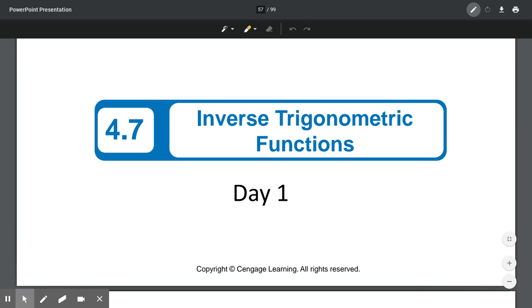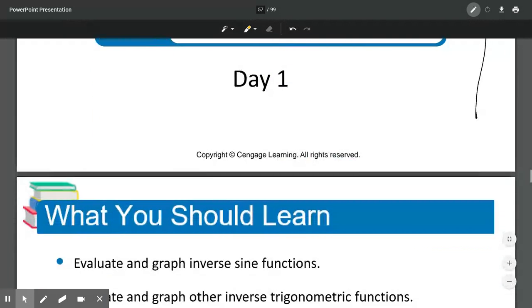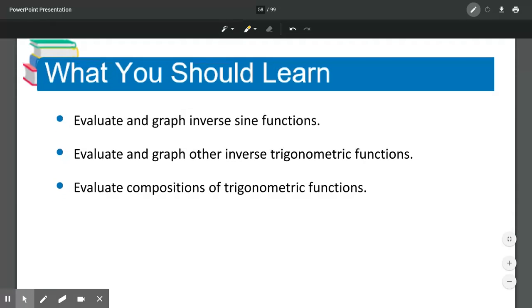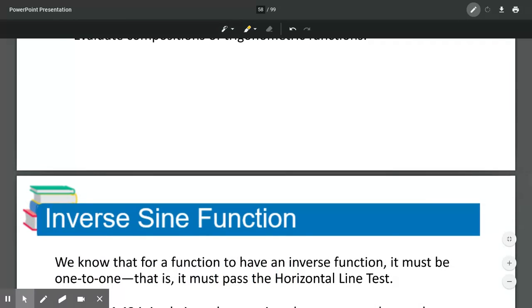So in 4.7, we are talking about inverse trigonometric functions, and we're splitting this up into 2 days. On the first day, we're going to evaluate the graphs of the inverse sine function and graphs of the other inverse trig functions, so your sine or your cosine and your tangent, and then we'll look at compositions of trig functions.